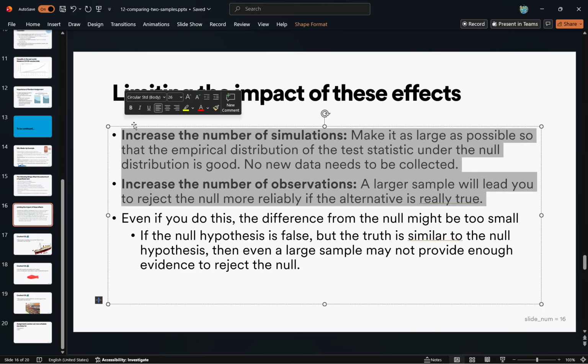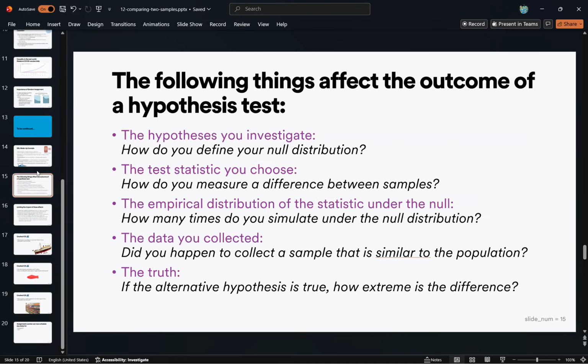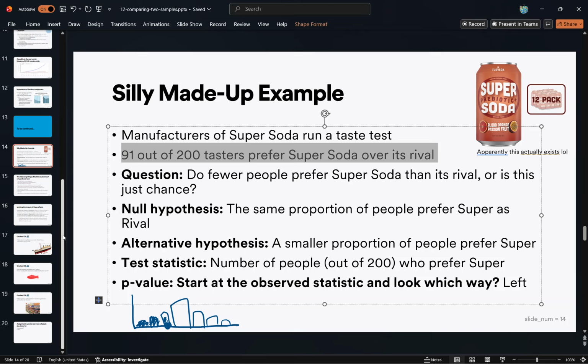But even these might not be enough one day. Even if you do all this, you do 1 million simulations, you get 2,000 people in your survey, it is possible that the difference from your null distribution is so small that you still don't reject your null hypothesis. So it is possible that it really was 91 out of 200, right? Super soda just wasn't as good. It's just slightly not as good. We didn't notice that because that was close enough to chance.